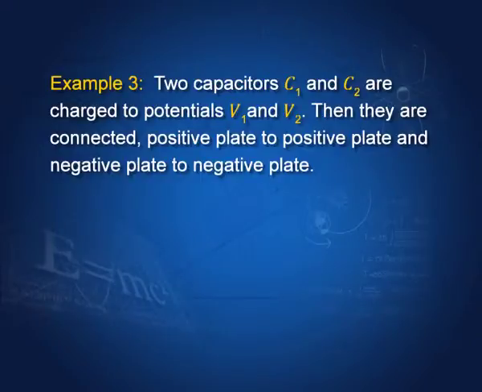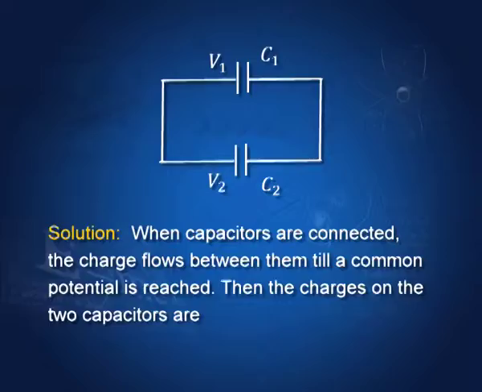Then they are connected. I connect the positive of this to the positive of this, and negative of this to negative of this. That means they are in parallel combination. So, the total capacity is C1 plus C2. But when they are allowed to transfer charge from one to the other, the charge gets transferred, but it stops when the potential of the two is equal. So, when capacitors are connected, the charge flows between them till a common potential is reached.